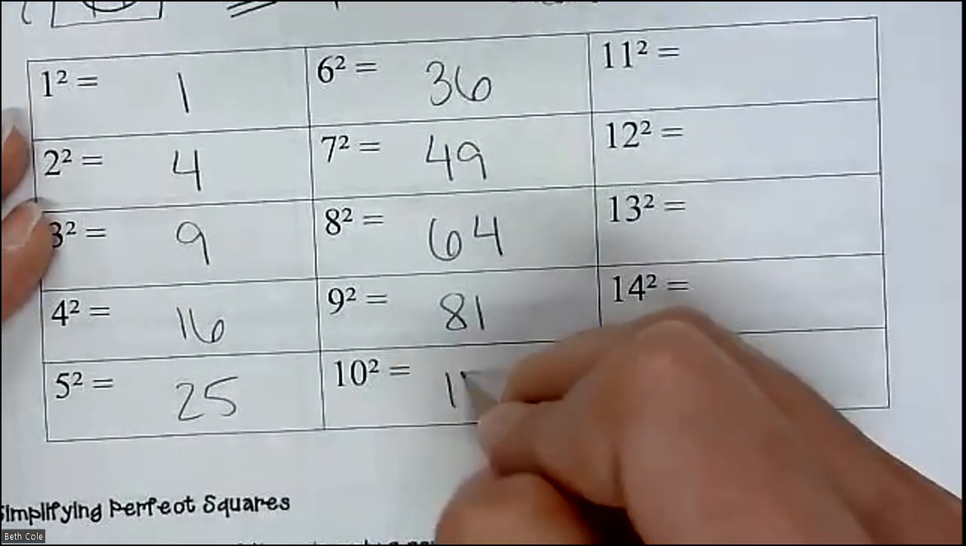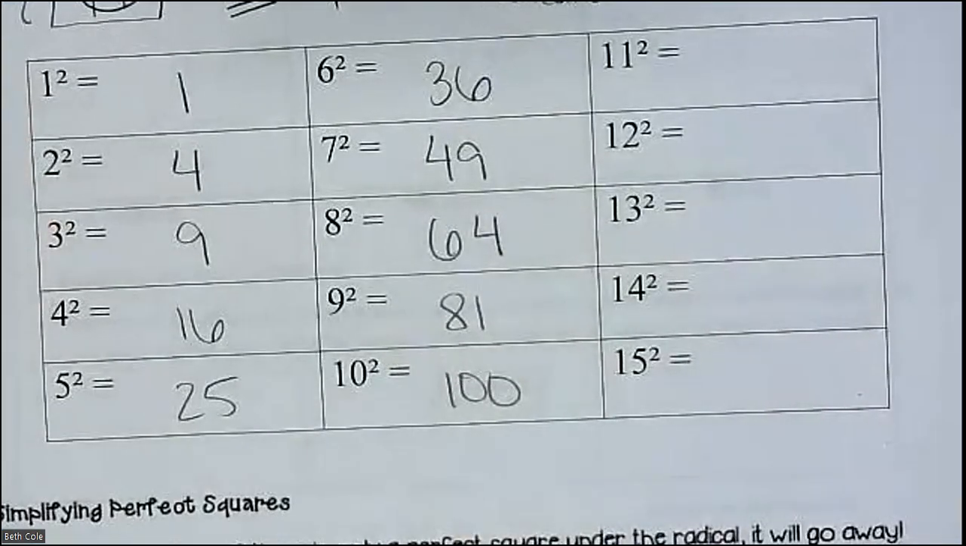10 times 10. And again, don't lose sight of the visual. If you had 10 boxes and then 10 boxes, like 10 by 10, the perfect square would have 100 little boxes in it. Does anyone know them any further?